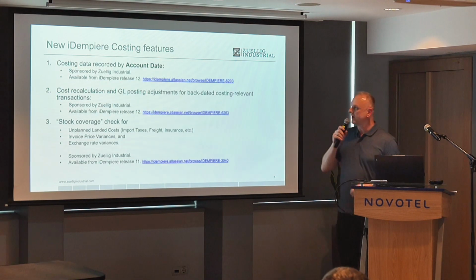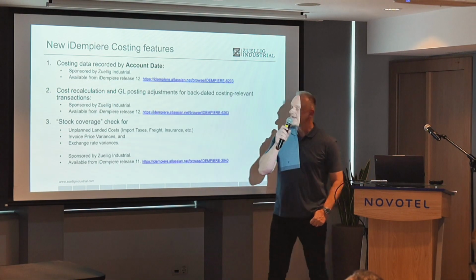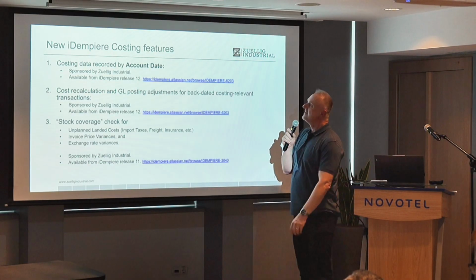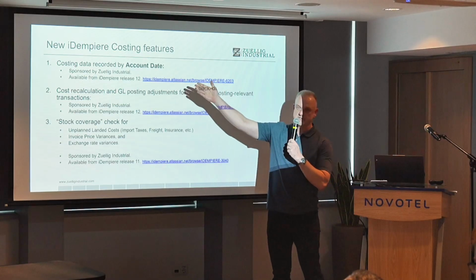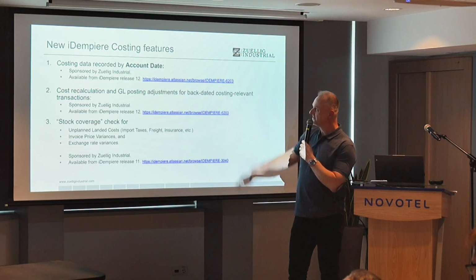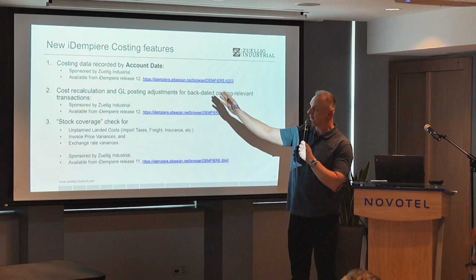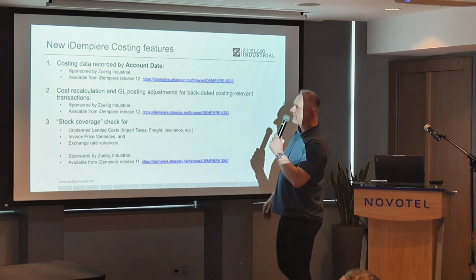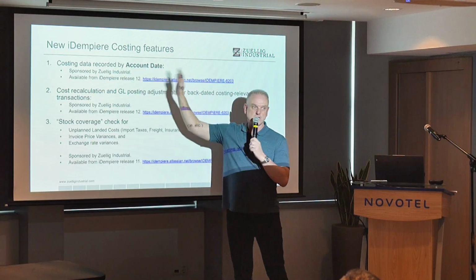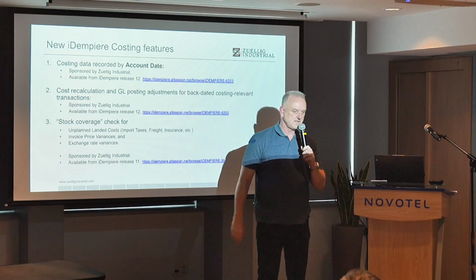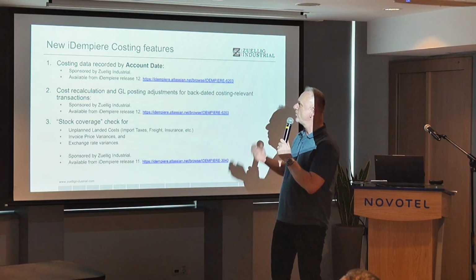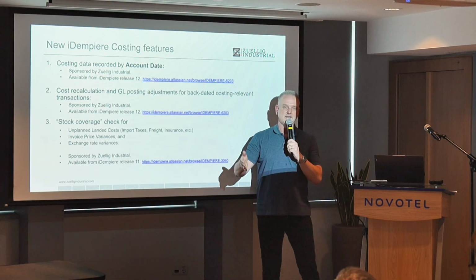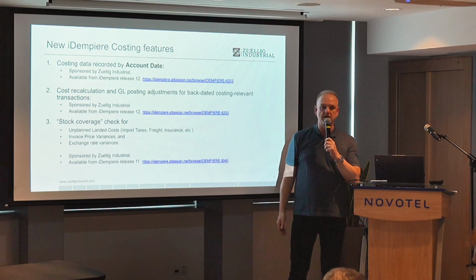Right, so what are these new features that we have introduced from release 11 and release 12? We are the proud sponsor of all those, sponsored by Zurich Industrial. So there are basically 3 improvements that we have implemented. The first one is that costing data is now maintained, stored, recorded with account date. Now, as you know, up to release 10, costing data is only recorded by system date.